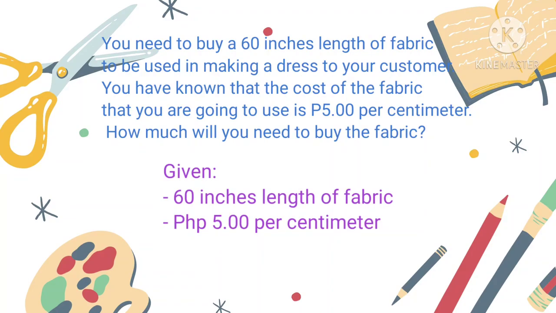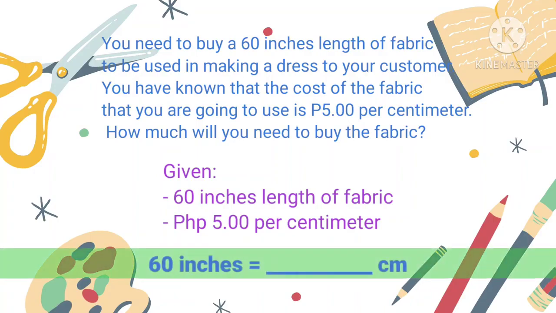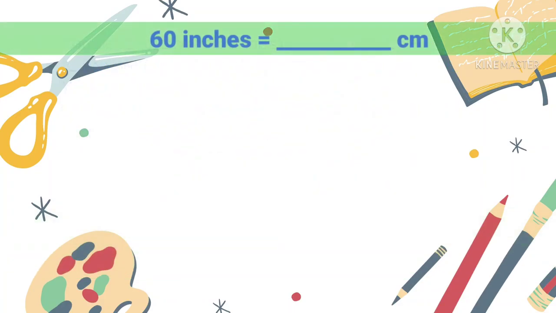Since the price given is per centimeter and the unit of measure used to describe the length of the fabric is inches, then what we need to do is to first convert 60 inches to centimeters. Now, let's do the conversion. Let's write 60 inches. Then we will use multiplication.